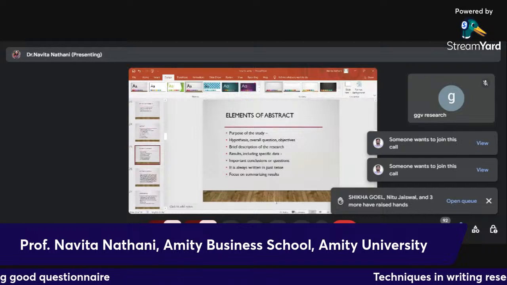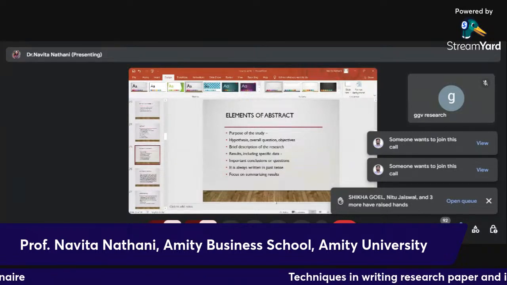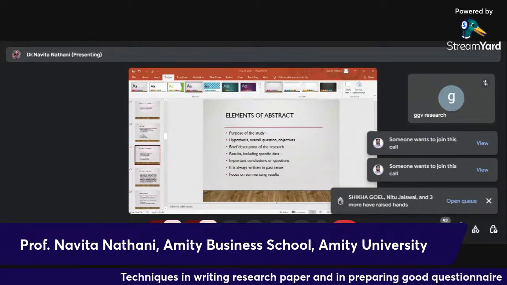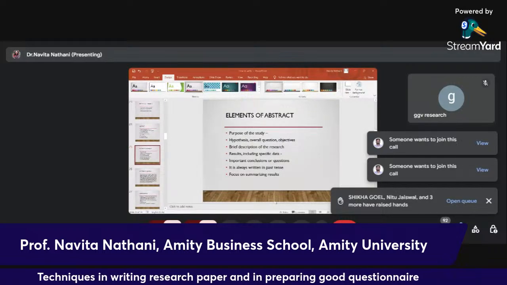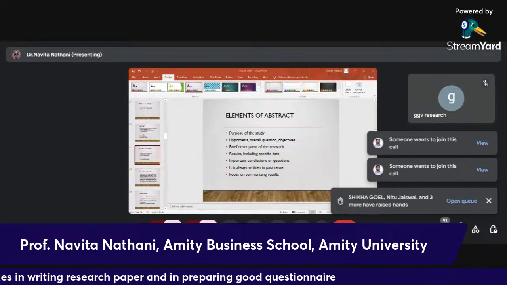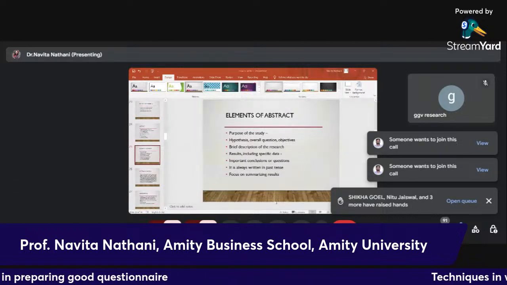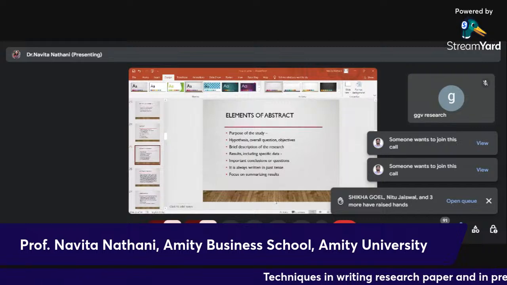So, what is the purpose of our study? That should be clearly mentioned in the abstract. Then, hypothesis, overall questions, objectives, brief description of the research results, including specific data, important conclusion or questions. So, it is always written in past tense and focuses on summarizing the results. So, this is how you can write.